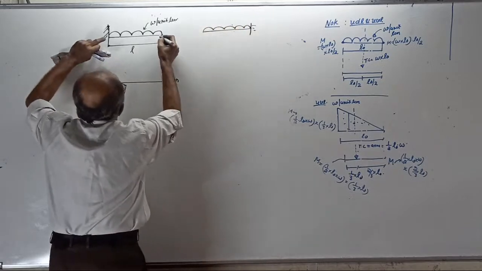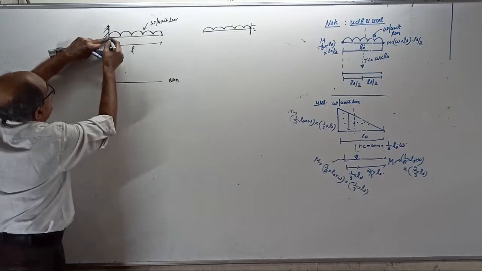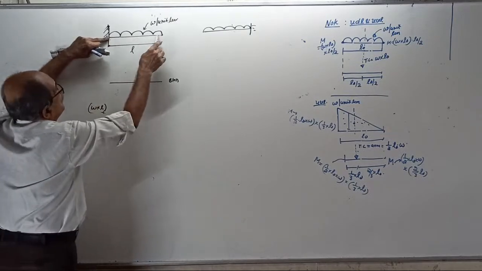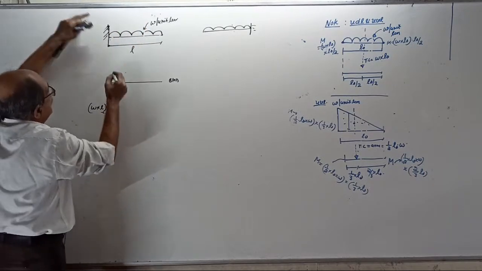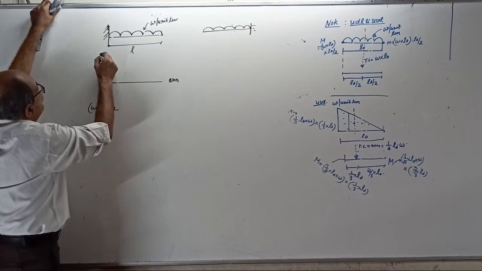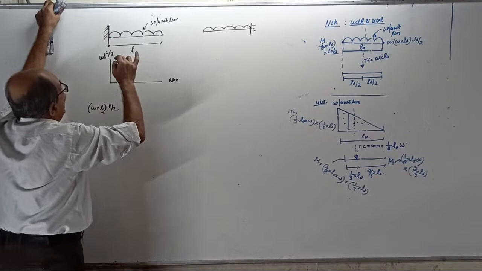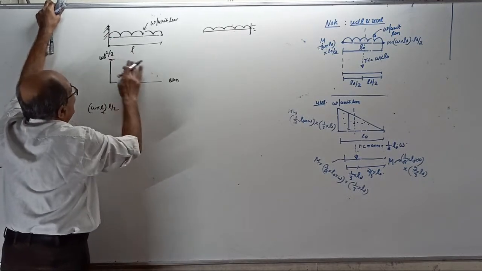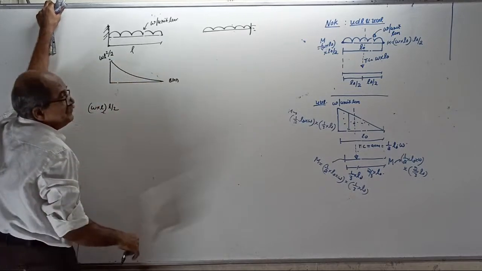Okay. BM is 0 here, just now I explained. How much BM here? W into L is the total load, into L by 2, this will be WL square by 2. And it will be a parabola, not this way, the parabola will be this way. This means lesser area.